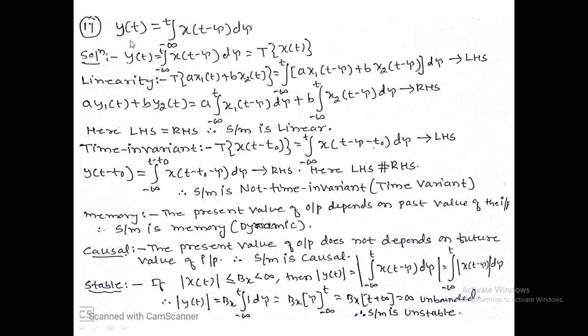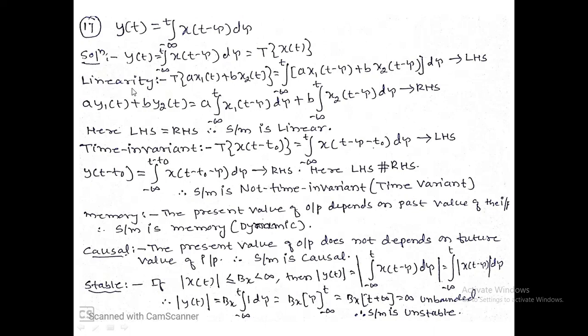Seventeenth problem. y of t equals the integral from minus infinity to t of x of (t minus tau) d tau. Now bring the given problem in the form of a system operation. The system operating on the input signal x of t gives y of t, which is the integral from minus infinity to t of x of (t minus tau) d tau. So the system operating on the input signal is the integral of the input signal in which t is replaced by t minus tau, d tau.